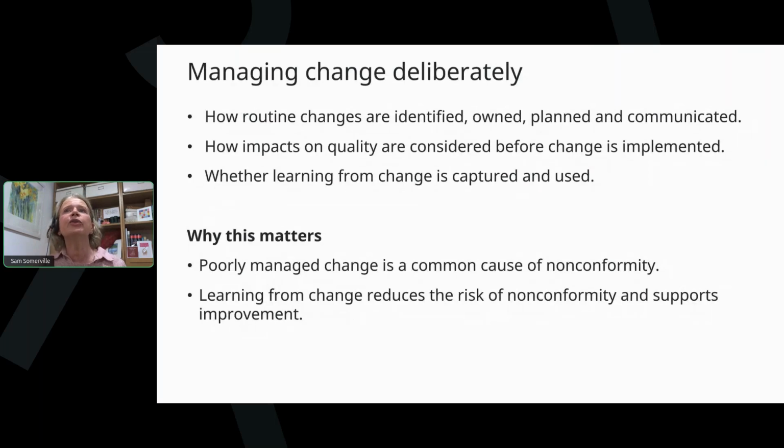And are changes in your organisation planned and communicated well? Do you review those changes and whether or not they were effective? Careful planning, again, as we mentioned earlier, of change reduces potential for unintended issues and non-conformities. So while learning from change supports improvement, and this aligns with clause 6.3.